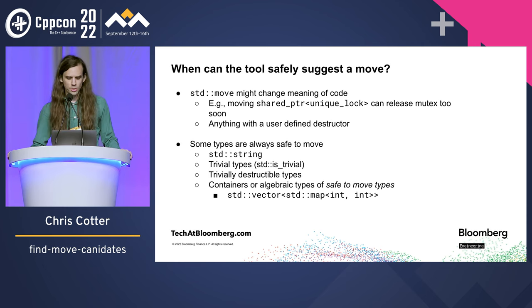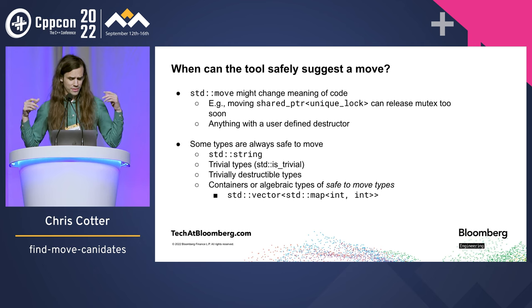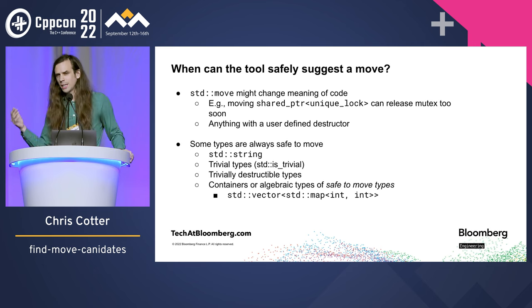Any primitive types, of course. Any trivial types. I believe, I haven't checked this thoroughly, talk to me after if there's a flaw here, but I believe trivially destructible types will be safe to move early, as opposed to a copy. And then, of course, we can recursively say any composition of a container type or an algebraic type like a tuple or an optional, so a vector of a map of int, I can move that a little bit early and we're fine, right?